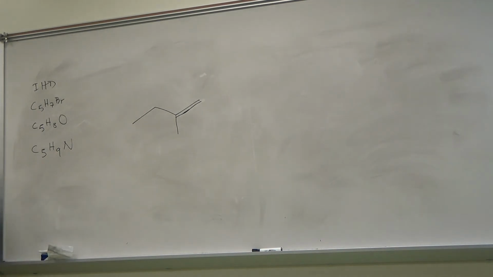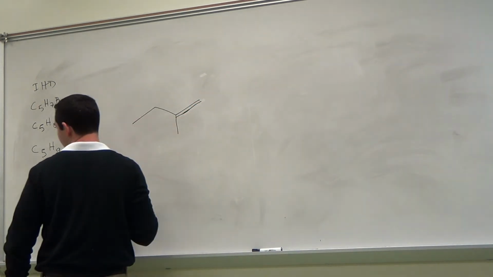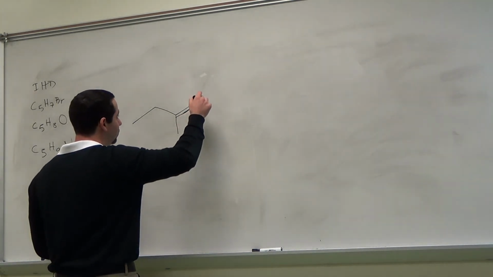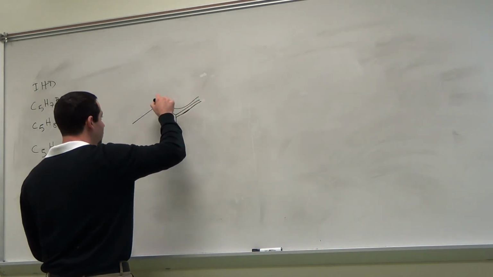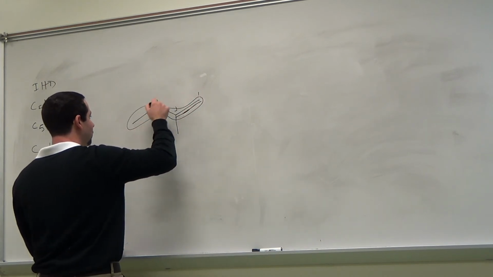So what is the name of that? What you are going to do is count the longest continuous carbon chain, like you did before, that contains the double bond. You start closest to the first substitution. The substitution is the double bond, yes? So you start closest to the double bond or to the first substitution, whatever comes first. So you're going to start here. The chain is going to look like this. So this is carbon 1, 2, 3, and 4.